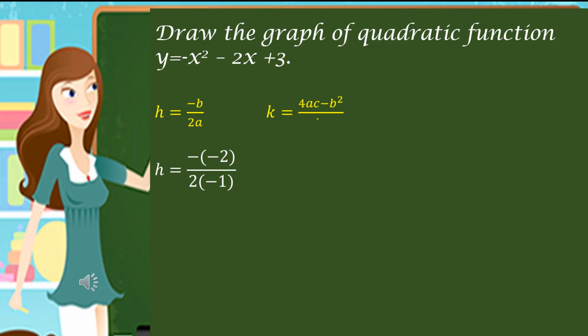H is equals to negative 2 divided by 2 times negative 1, then simplify 2 divided by negative 2, so h is equals to negative 1.